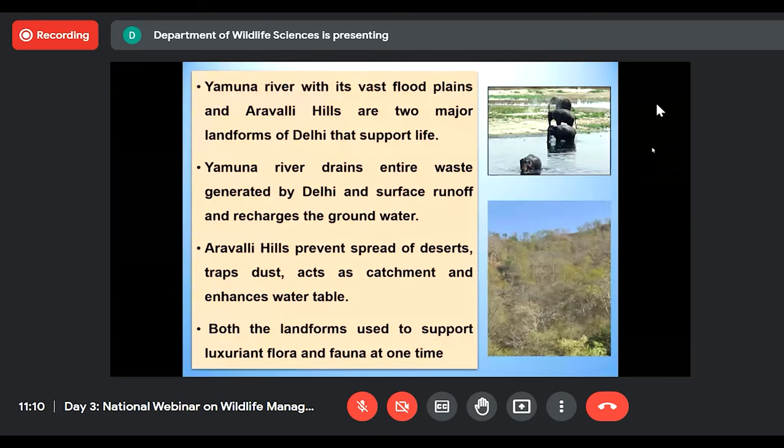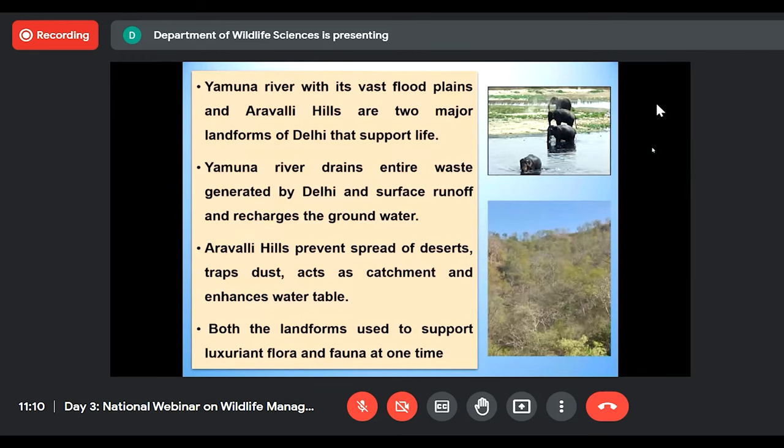So what Yamuna does, and what an Aravalli portion does, for Delhi. Yamuna River with its vast floodplains and Aravalli Hills are two major landforms of Delhi that support life. Yamuna River drains the entire waste generated by Delhi and surface runoff and recharges the groundwater. Aravalli Hills prevent the spread of deserts, trap dust, act as a catchment and enhance the water table. Both the landforms used to support luxuriant flora and fauna at one point of time, but not now.